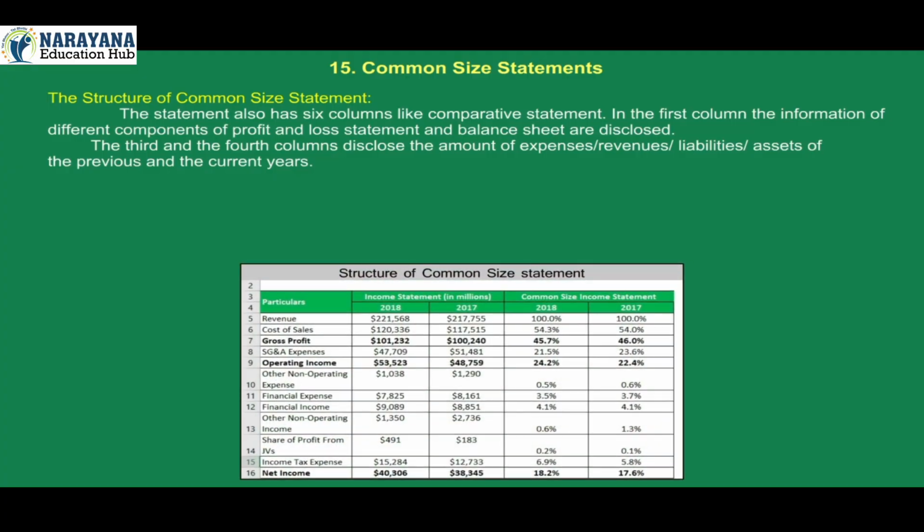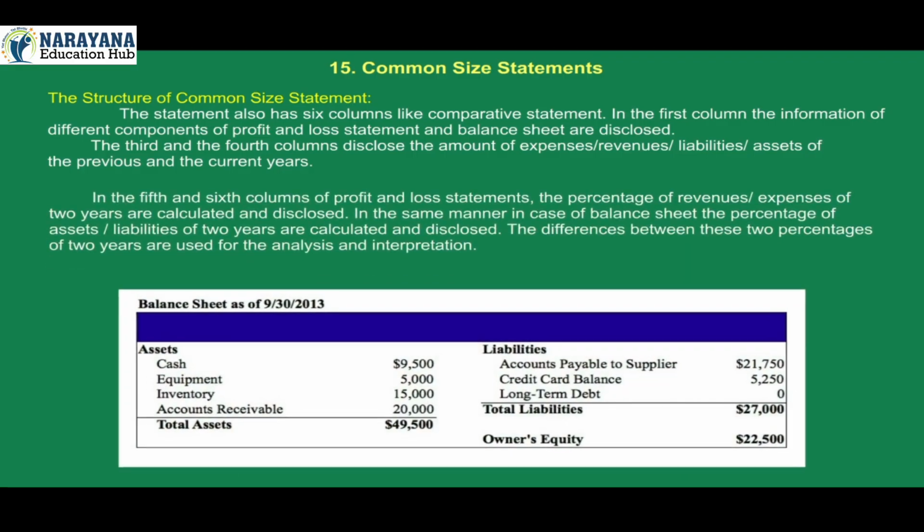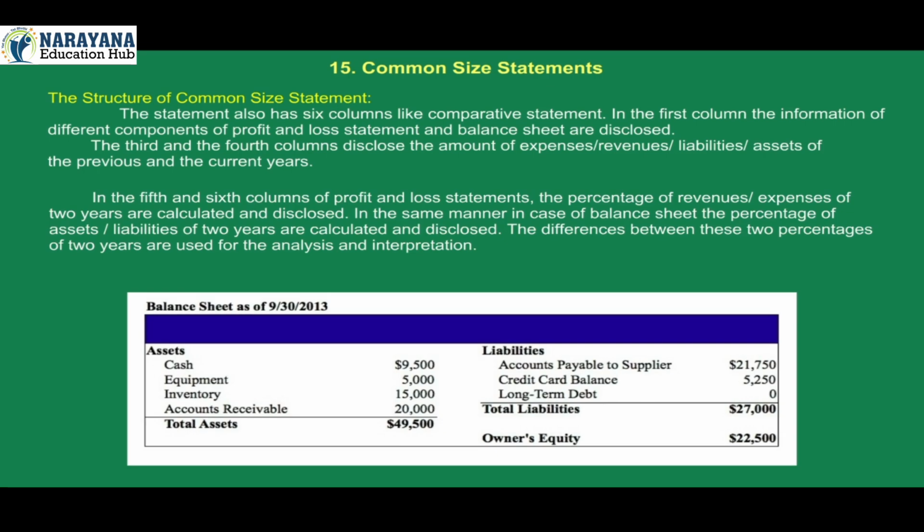The structure of common size statement. The statement also has 6 columns like the comparative statement. In the first column, the information of different components of profit and loss statement and balance sheet are disclosed. The third and the fourth columns disclose the amount of expenses or revenues or liabilities or assets of the previous and the current years. In the fifth and sixth columns of profit and loss statements, the percentage of revenues or expenses of 2 years are calculated and disclosed. In the same manner, in case of balance sheet, the percentage of assets or liabilities of 2 years are calculated and disclosed. The differences between these two percentages of 2 years are used for the analysis and interpretation.